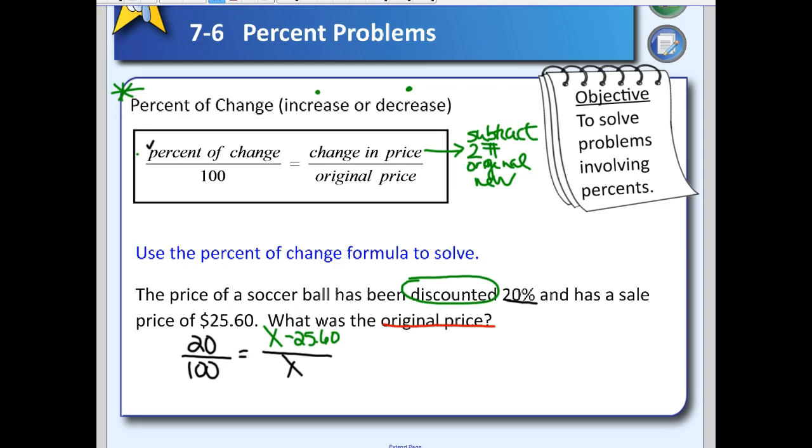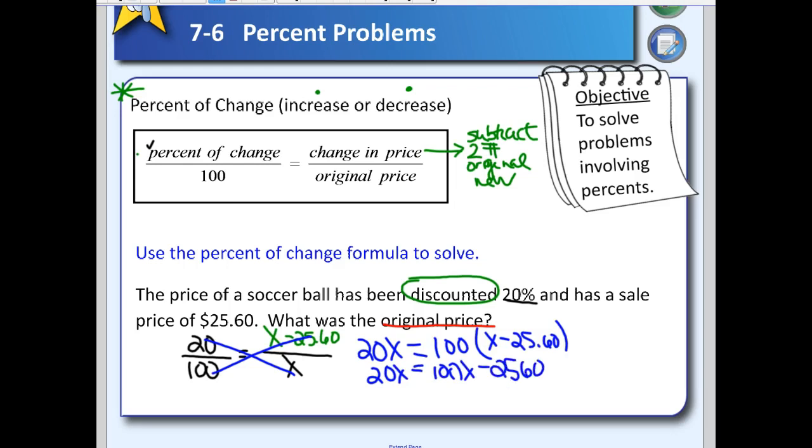Now that we've got our proportion, we can just use our cross-multiplying idea, how we solve proportions, to take care of the rest. So let's look and see what happens here. We've got 20 times x, which is 20x, equals 100 times x minus 25.60. So we've got 20x equals 100x minus, and again, if I'm multiplying by 100, I'm just moving that decimal point over two places.